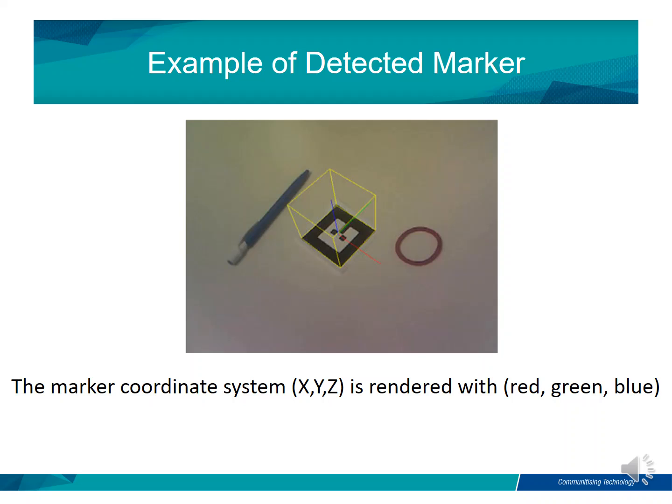Basically, the markers will have the coordinate system of x, y, and z, because typically the 3D object will be used as a virtual object on top of these markers. So it is represented by the x coordinate, y coordinate, and also z coordinate. This is rendered with three RGB colors: red is represented by the x-axis, green by the y-axis, and blue is the z-axis.